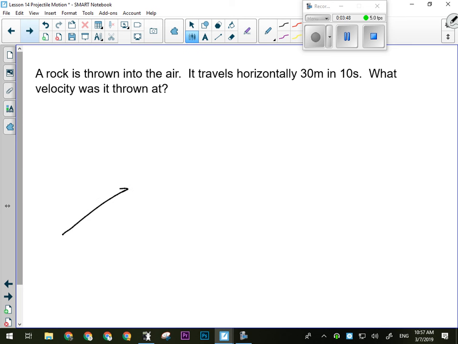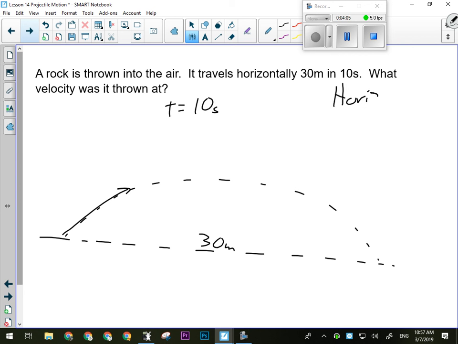All right, so we still have this. We still have the arc. We know that this distance here is 30 meters. We know that that takes 10 seconds. So again, we've got the time, 10 seconds. Horizontally, we know the distance. And vertically, we know the acceleration.